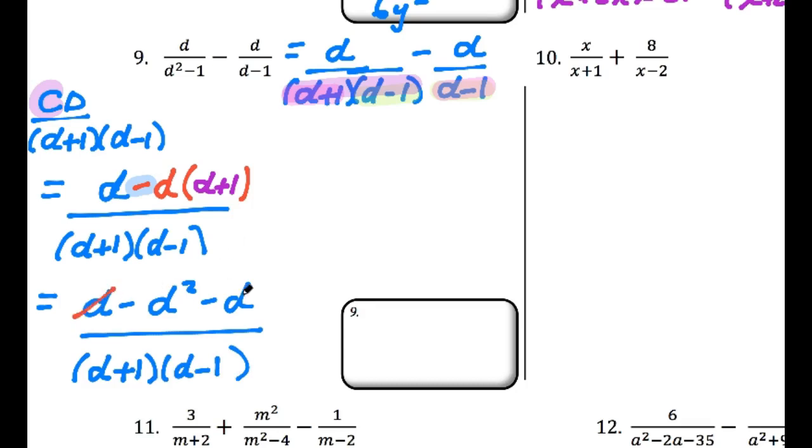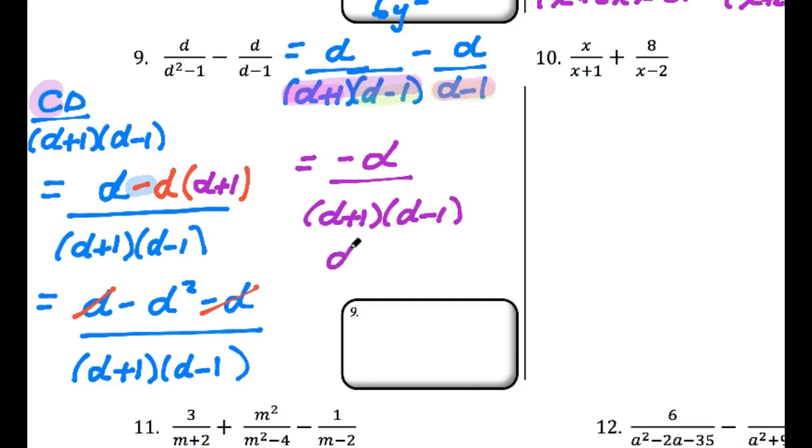This d minus d, that's gone. So we're left with negative d over d plus 1 times d minus 1. That's our final answer. In this case, d cannot equal plus or minus 1. So there's our final answer here.